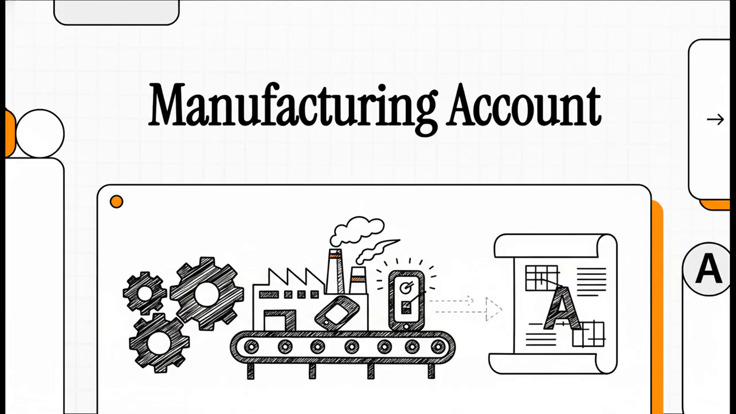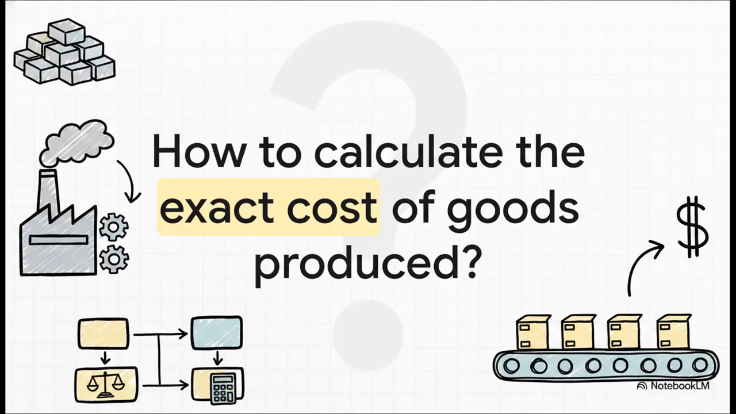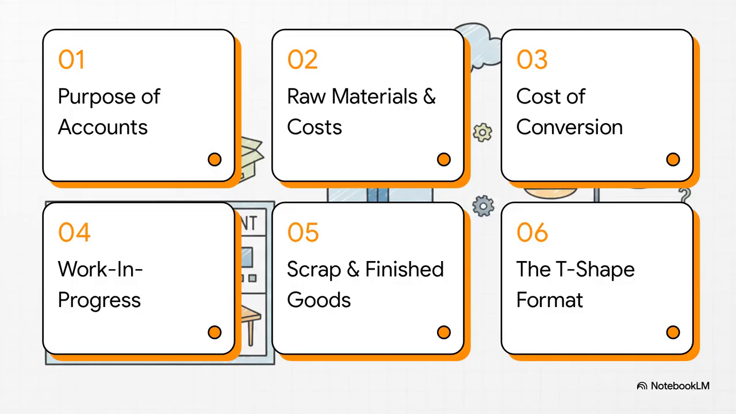Let's get into it. So here's the core question we have to answer. How do you actually calculate the exact cost of goods produced? It's not just guesswork, right? You can't just eyeball a finished product and say, that cost about $5 to make. It requires a highly structured, logical accounting process to capture every single step of manufacturing, turning raw materials into a finished reality. To find that magic number, we'll follow the product lifecycle step by step.